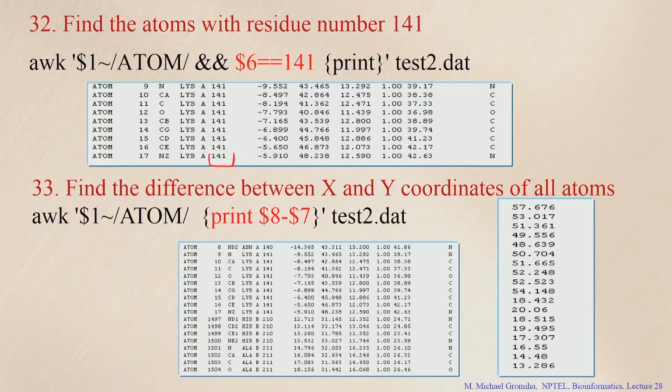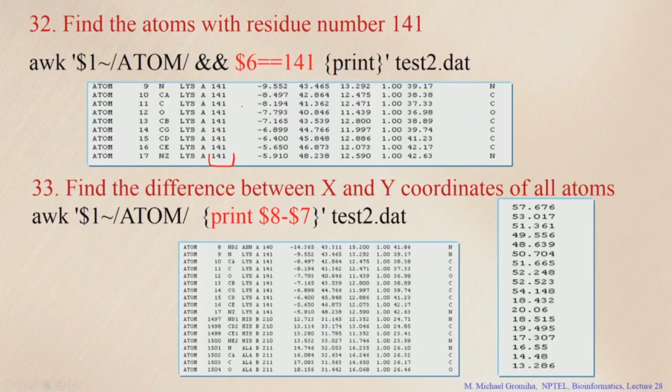This is the residue number, right. So, if you write $1 is ATOM, because we need the ATOM records, and $6, which is the 6th column, equal to 141, then you print. So, it will print all these things, right. If 141 is here, then you will print the other records.